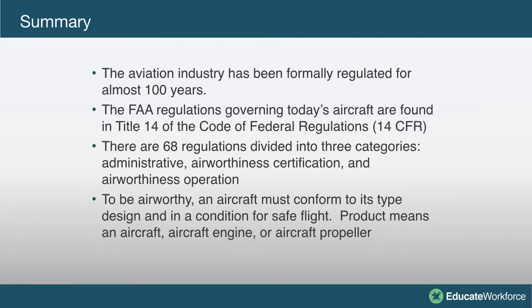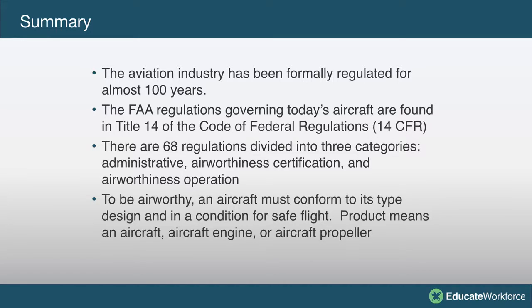So let's review what we just talked about. The aviation industry has been formally regulated for almost 100 years. The regulations that govern today's aircraft are going to be found in Title 14 of the Code of Federal Regulations, commonly referred to as 14 CFR. There are 68 regulations divided into 3 categories. The first is administrative, the second is airworthiness certification, and the last but not least is airworthiness operation.